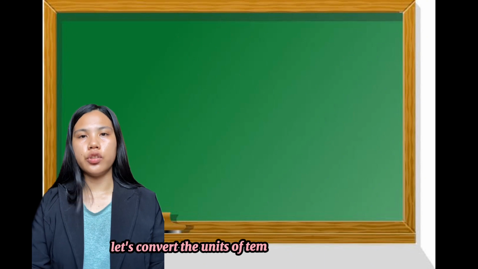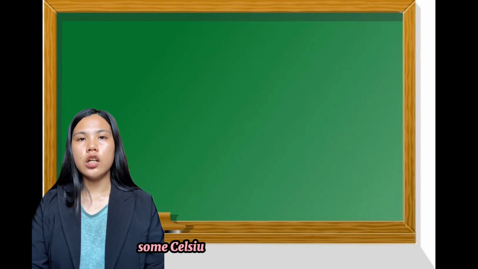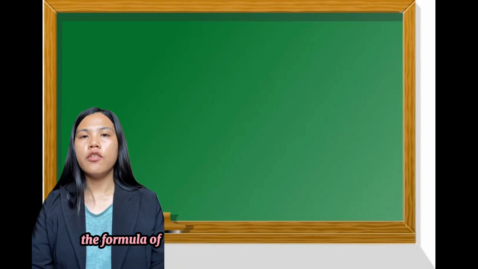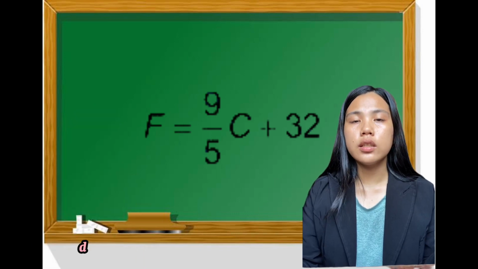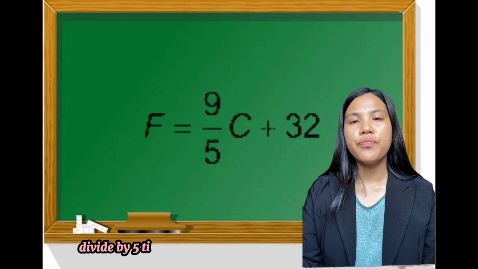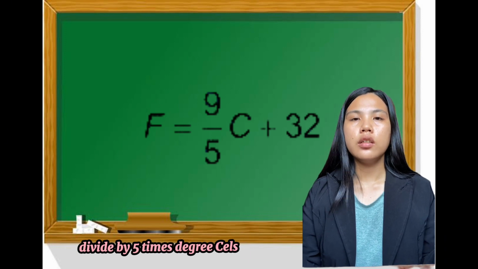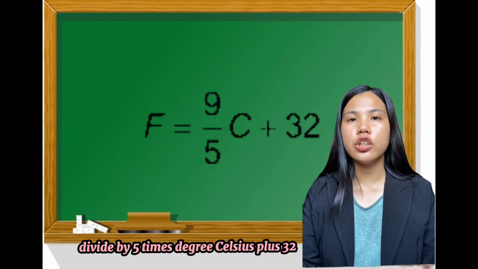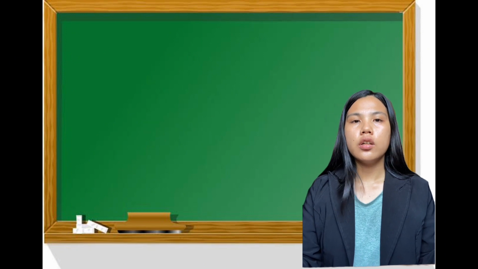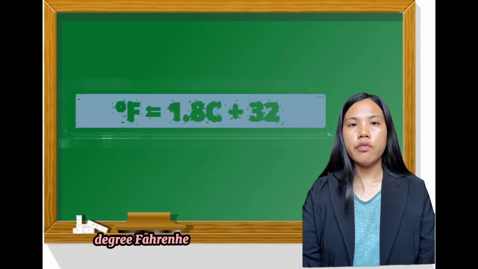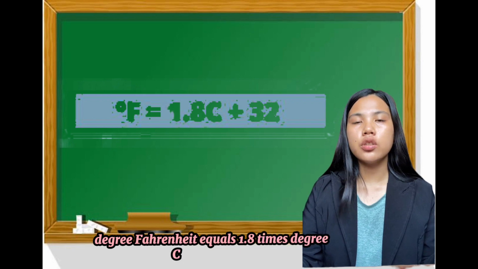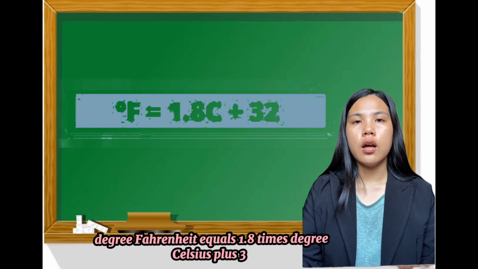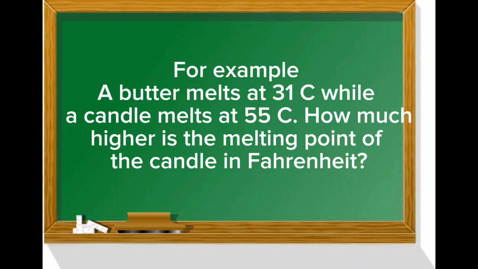Let's convert the units of temperature, Celsius to Fahrenheit. The formula is: degrees Fahrenheit equals 9 divided by 5 times degrees Celsius plus 32, or either degrees Fahrenheit equals 1.8 times degrees Celsius plus 32. Let's proceed to the example.